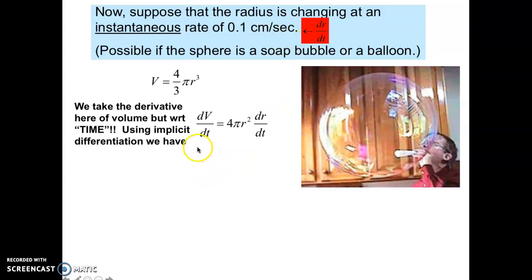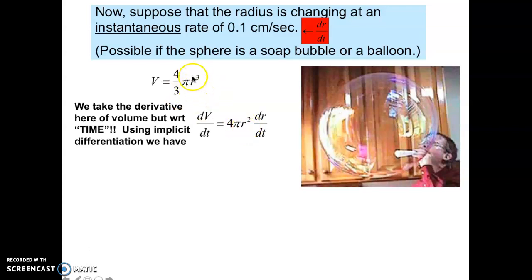So when I take the derivative implicitly here with respect to time, the derivative of V with respect to t is equal to dV/dt. The derivative of the right side of the equation, the 4/3 and the pi, are just numbers, so they get brought to the front. Now I take the derivative of r cubed with respect to t. But remember, implicitly, if those variables are not matching, we use the chain rule. So the 3 comes to the front, cancels out with this 3. We subtract 1 from the exponent and get r squared.